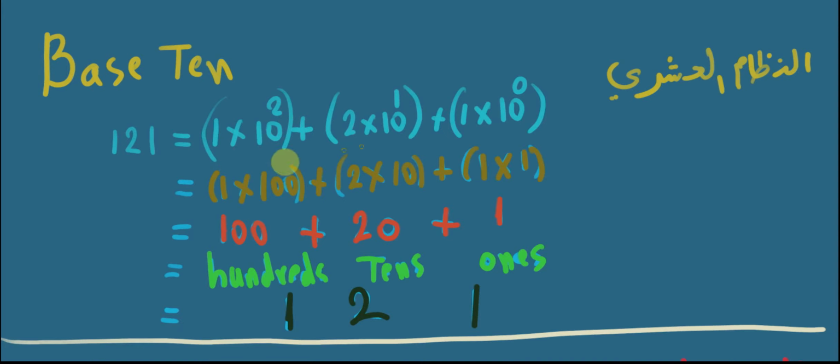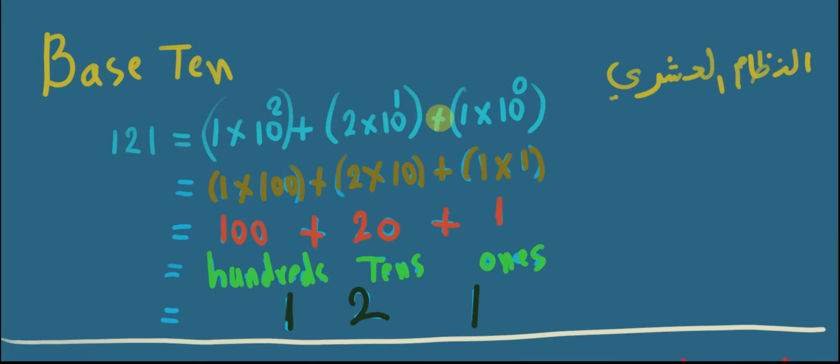This 1 here, the first one, is like 1. Any time you raise any number to the zero power, it equals 1. This is just math. It's a fact in mathematics. If you raise any number to zero power, it's equal to 1. This is equal to 1. And this is equal to 20. And this is equal to 100. Because 2 times 10, any time you raise a number to the first power, the number stays the same. It's number 10.